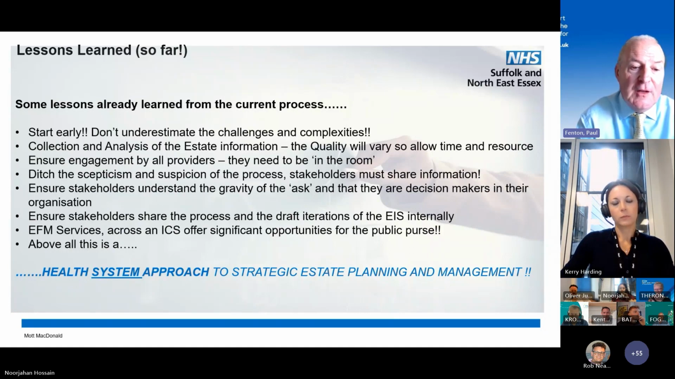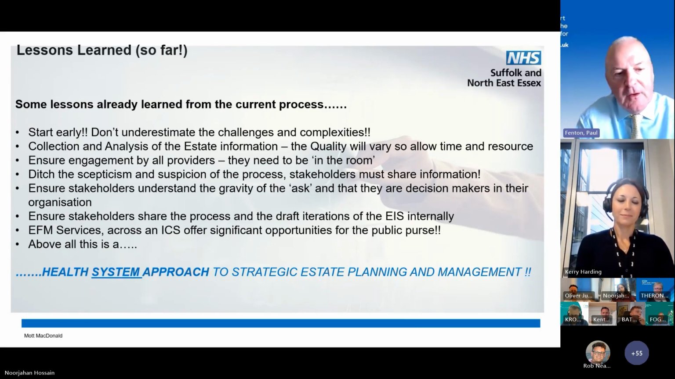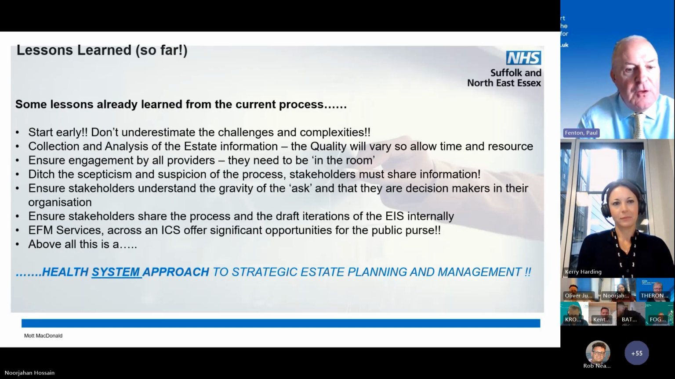And I think the estates and facility services across the ICS offer significant opportunities for the public purse. But above all, this is a health system approach to strategic estate planning and management, not a group of people that then go off and work in their silos. We've got to look at a health system approach when we're looking at our use and the planning of our estate. Next slide, please.